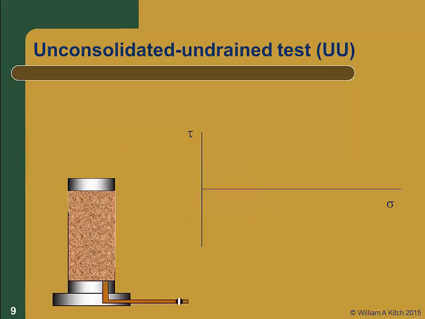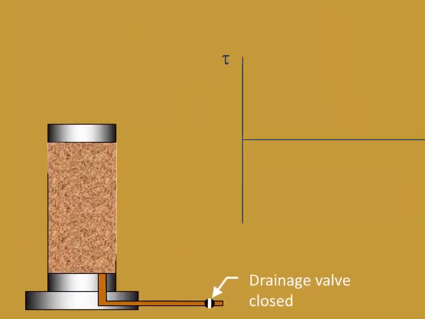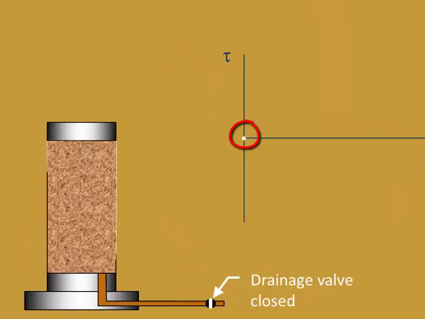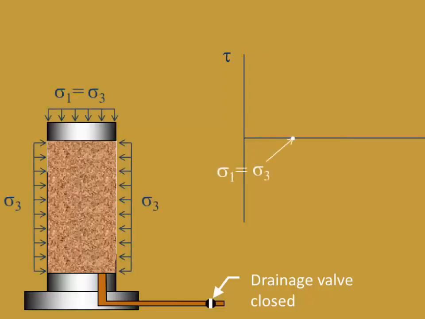The UU test is another total stress test. Like the unconfined compression test, we do not measure pore pressures and do not compute effective stresses. The purpose of the UU test is to determine the undrained shear strength, SU. The drainage valve is closed throughout the UU test. Initially, there is no stress on the specimen, and the Mohr circle appears as a point at the origin of the Mohr-Coulomb diagram. As we apply the cell pressure during the consolidation phase, the Mohr circle remains a point because sigma 1 and sigma 3 are both equal to the cell pressure.